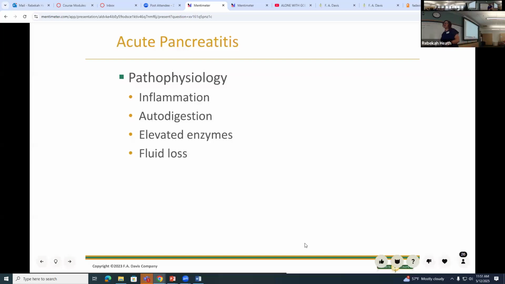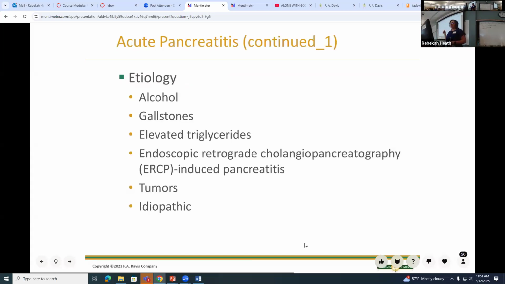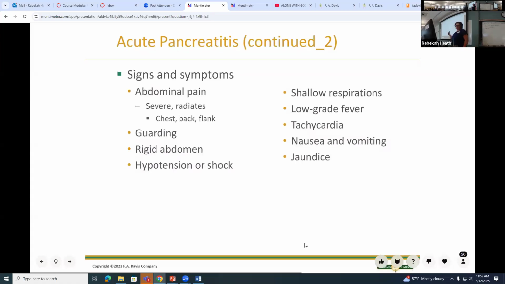It's incredibly painful. So usually we see inflammation. These enzymes that we see in the pancreas are very high. A lot of times there's fluid loss associated with it. A lot of times it can be from alcohol or gallstones, right? Gallstones can kind of block some of those ducts to let the pancreatic fluid come through. Tumors, sometimes they can do this procedure, endoscopic retrograde cholangiopancreatography. Sometimes when they go in and look at that, it can irritate those ducts and cause a little bit of inflammation.